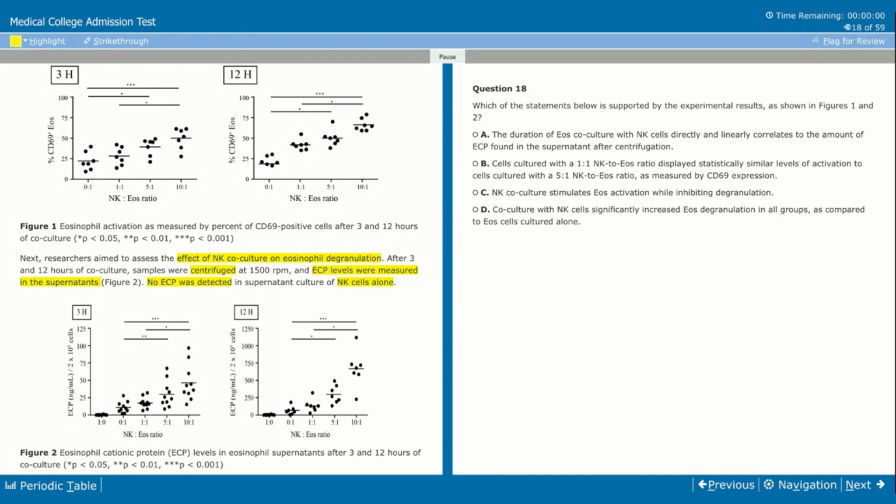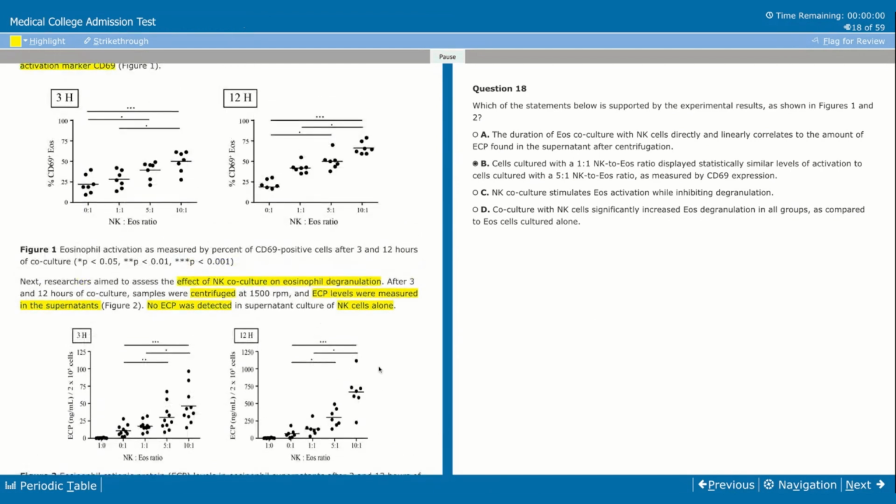Correct. And then answer choice C, co-culture with NK cells significantly increased eosinophil degranulation in all groups as compared to eosinophil cells cultured alone. And we know that's not true, right? Because there's a range of at least one extra jump to get statistical significance. So I like B. I like B as well. B was like a double negative runaround version of just saying which one of these does not have statistical significance between them.